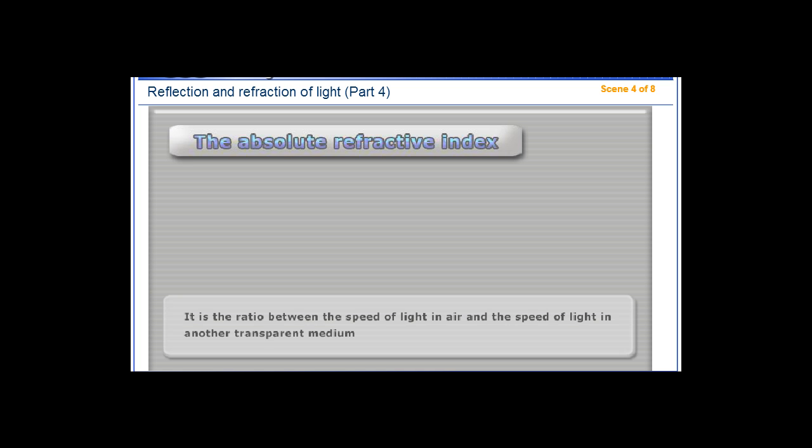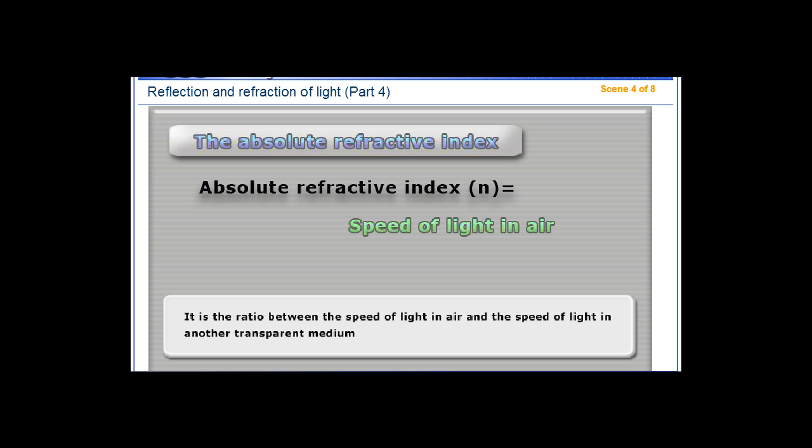The absolute refractive index. It is the ratio between the speed of light in air and the speed of light in another transparent medium.